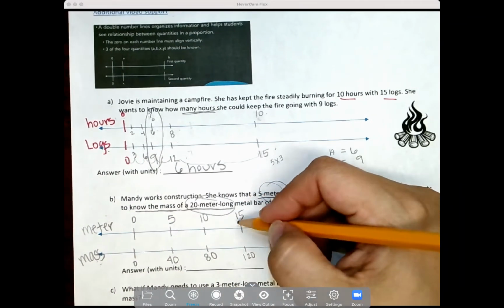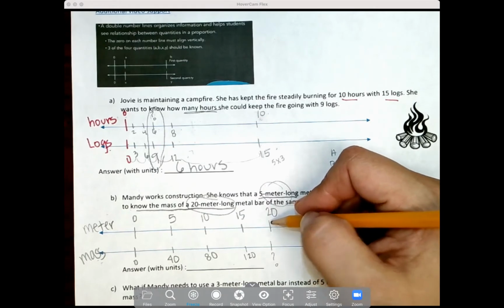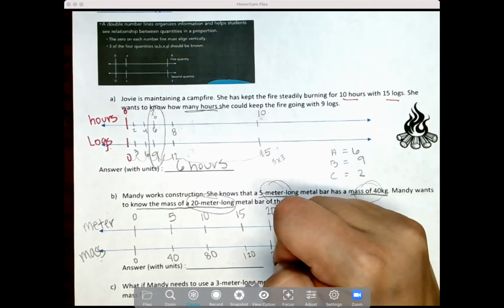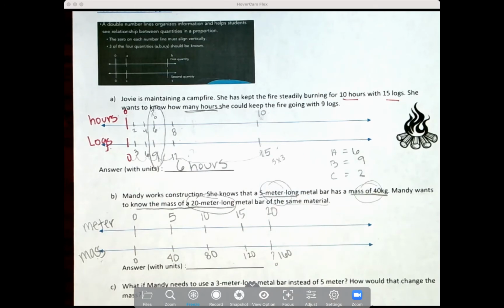And then I could also go to 20. And then I add 40 again, and I get 160. So then that answers my question.